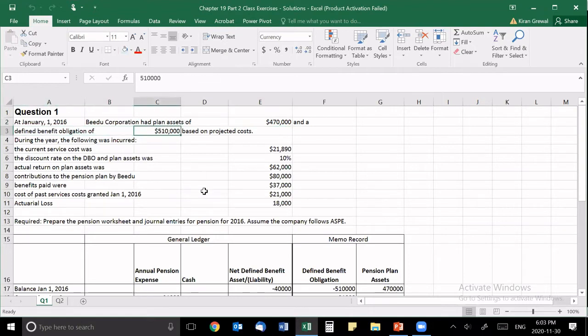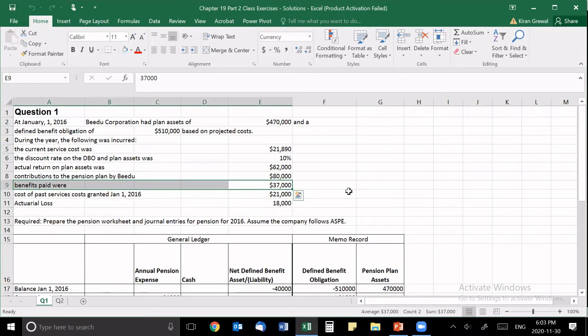of 510. During the year, the following was incurred: your current service cost, we have the discount rate, we have an actual return on plan assets, contributions into the pension plan, the benefits that were paid. So these were paid to the retired members, right? So benefits paid always means the amount of money that's going to the retired members.